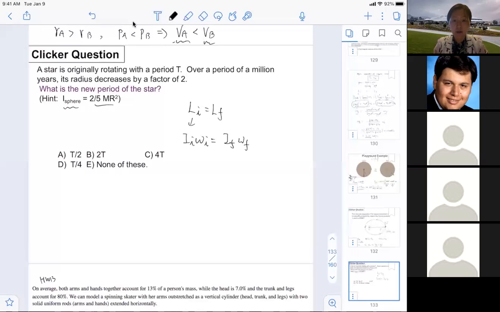So now the size has changed, right? Which means how fast it moves will also change. And how would that relate to the star's period? Let's take a moment to discuss this.